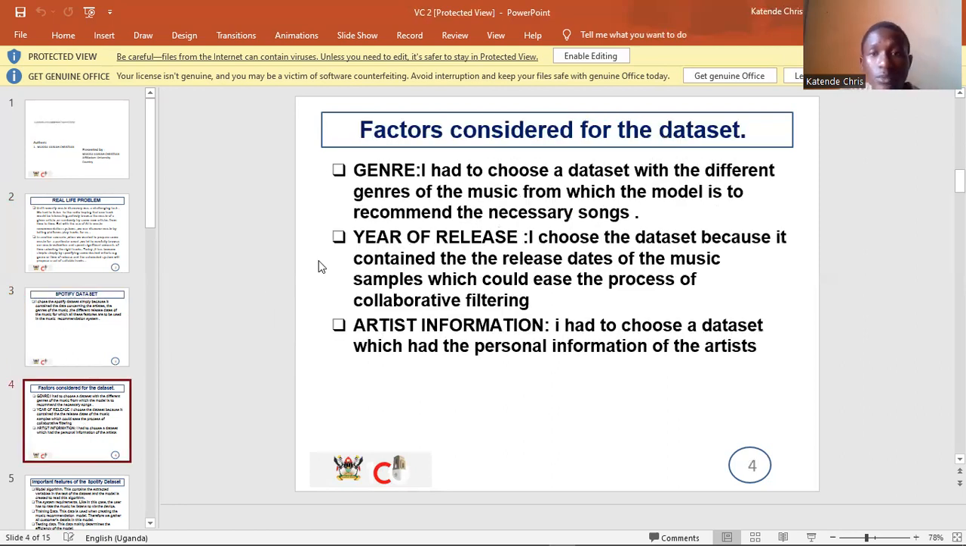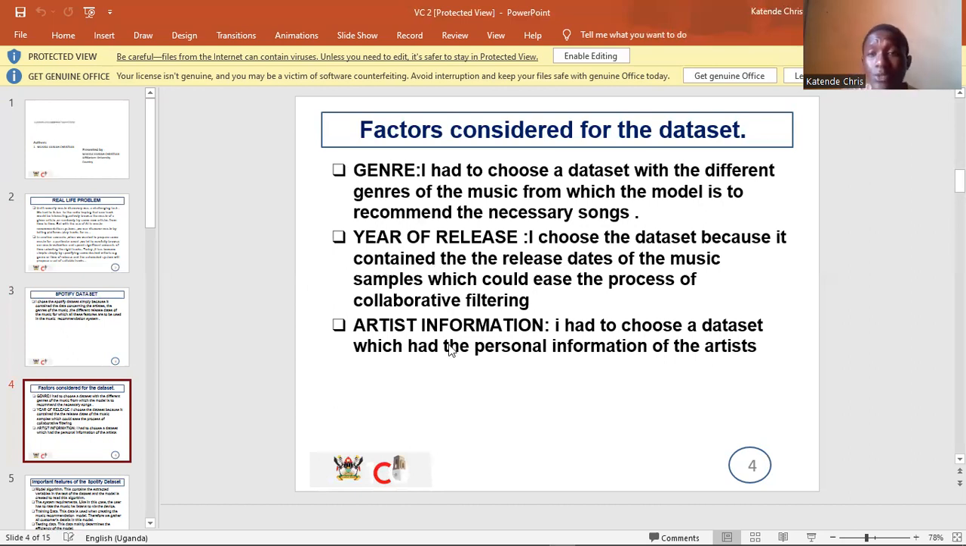Then the factors I considered for the dataset. The genre: I had to choose a dataset with different genres of music for the model, if the model is to recommend based on the genre of the song the user is interested in. Then the year of release, since you can find people interested in music released in the 2000s, or the early 1900s. That's why I had to select a dataset with a year of release.